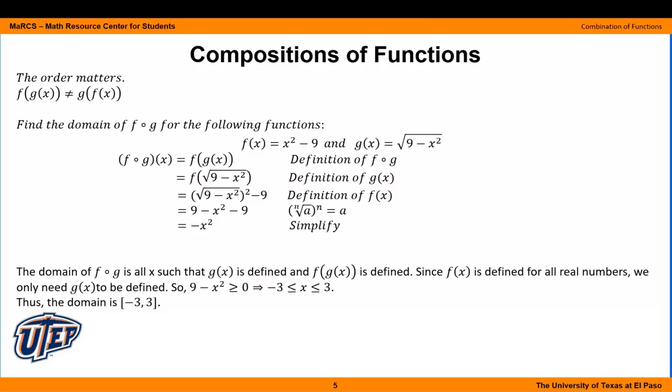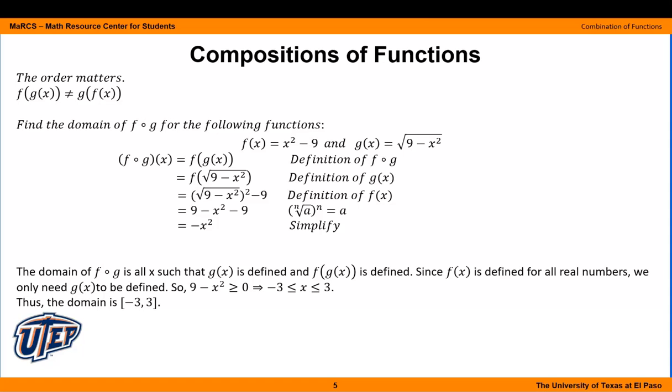Step 3 is to simplify. The square root of 9 minus x squared, squared, is equal to 9 minus x squared. So 9 minus x squared minus 9 is equal to negative x squared.